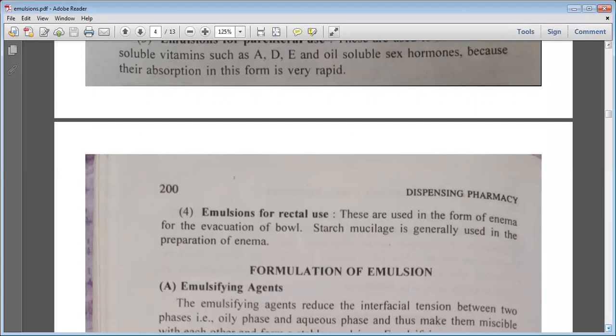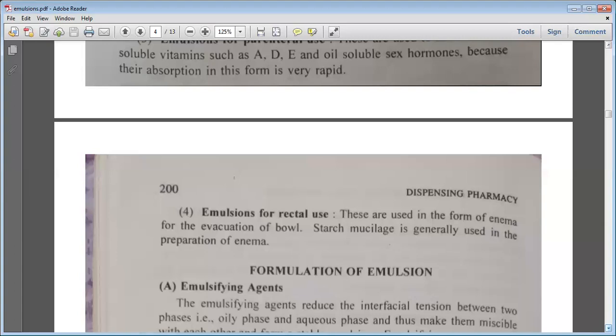So this is the classification. What is the first classification I told? The first classification is based on the type of emulsions: either oil by water, water by oil, multiple emulsions, micro emulsions, and nano emulsions. The second is based on the usage of the emulsifying agent. The third is based on the route of administration, such as the parenteral route. The next is based on rectal use. So these are the various types of classification of emulsions.